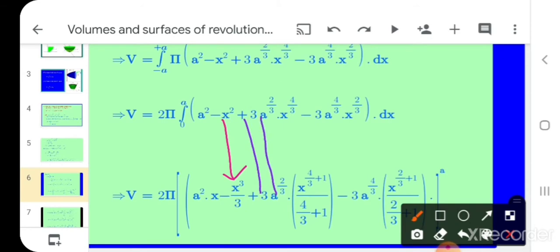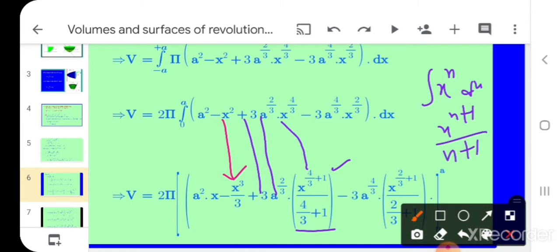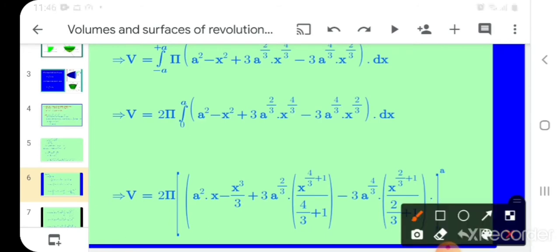This is also the same. The integration of x power 4 by 3 is x power 4 by 3 plus 1 by 4 by 3 plus 1. What is the integration formula of x power n? X power n plus 1 by n plus 1. So we have to add the 1. The integration of x power 4 by 3 is x power 4 by 3 plus 1 by 4 by 3 plus 1. What we have in the power, we write in the denominator. Both are the same.